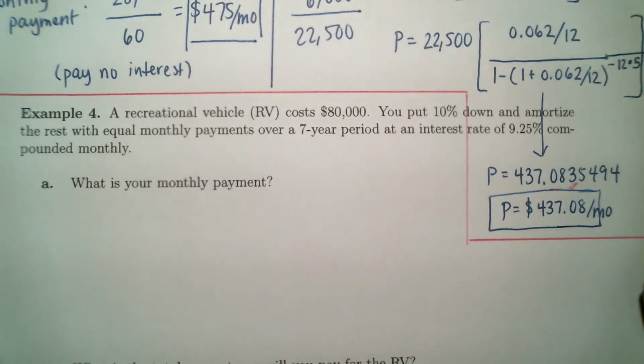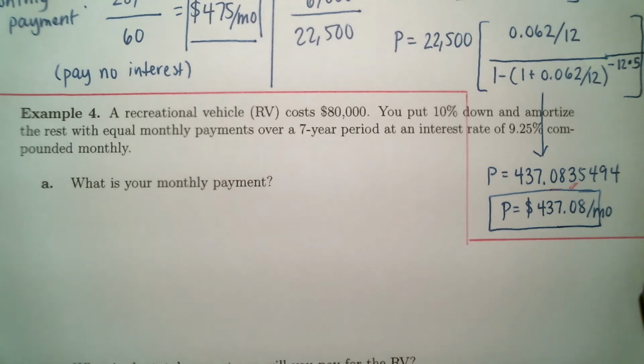Example 4. A recreational vehicle costs $80,000. You put 10% down and amortize the rest with equal monthly payments over a 7-year period at an interest rate of 9.25% compounded monthly. What is your monthly payment? Okay, so you are buying an RV that costs $80,000. You put a down payment of 10% down, and then you have to finance the balance, and you're going to pay off that balance with equal monthly payments over a 7-year period.